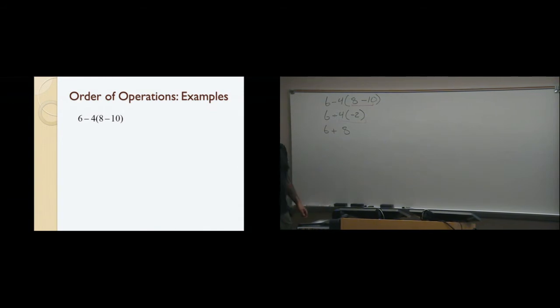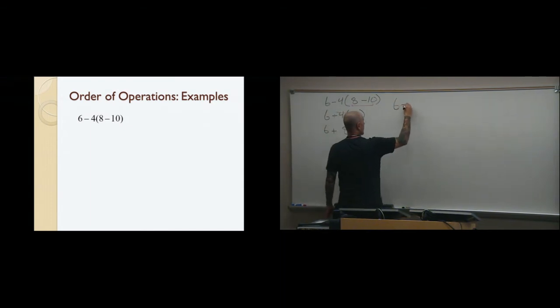Okay, where did I lose you? So up here, what I did, I had 6 minus 4 times negative 2, right? So I got rid of my subtraction using my subtraction rule. I changed minus a positive 4 into plus a negative 4. Well, if I did it the opposite way, 6 minus 4 times negative 2, if I don't get rid of this, I get 6 minus 4 times negative 2 is negative 8. So now I've got 6 minus negative 8.